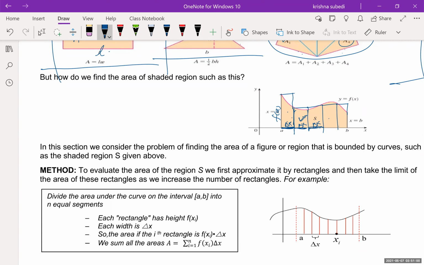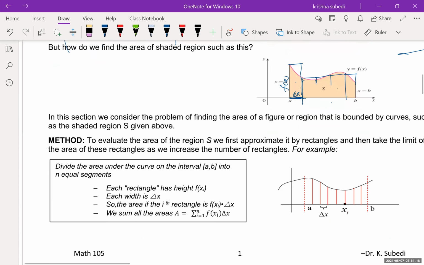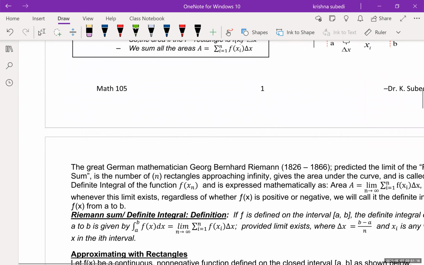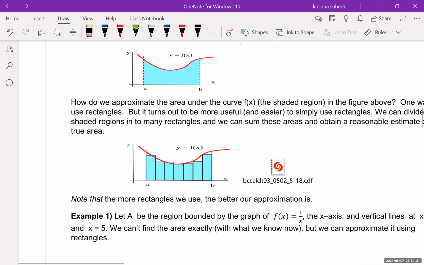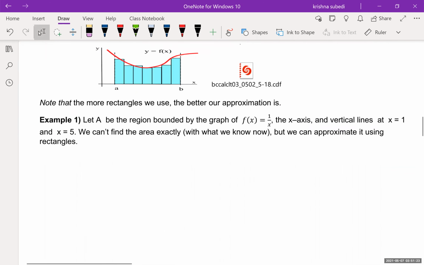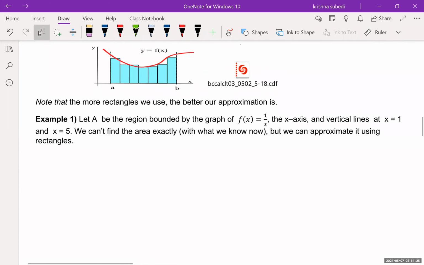Finding an approximate value is okay, right? It's better than not being able to find the area at all. So we can actually find an approximate value. Now let's use this technique to find the approximate value for a couple of figures. So let's look at example one.